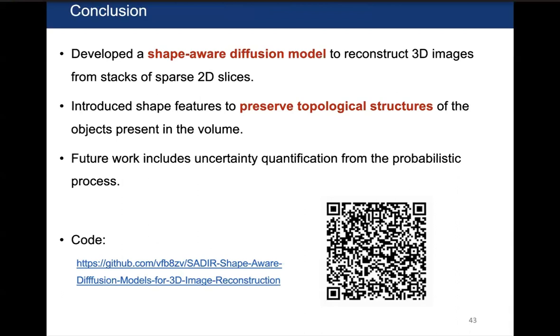So to conclude, we have developed a shape-aware diffusion model to reconstruct 3D images from stacks of sparse 2D slices. We did this by introducing shape features to preserve topological structures of the objects present in the volume. Future work includes uncertainty quantification from the probabilistic process, and the code is publicized and the link can be found here.